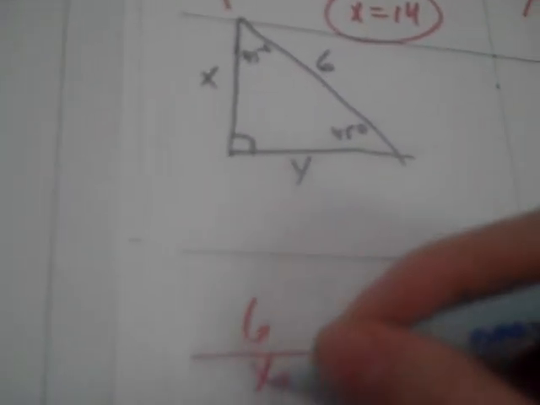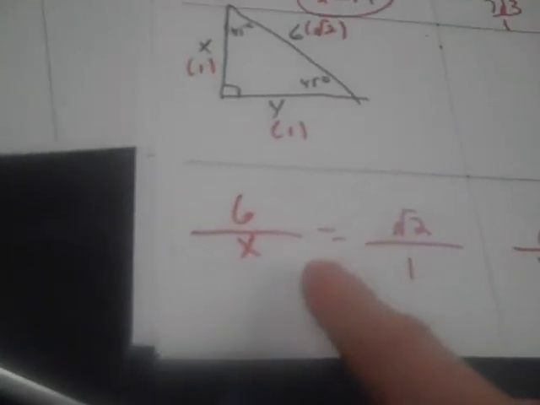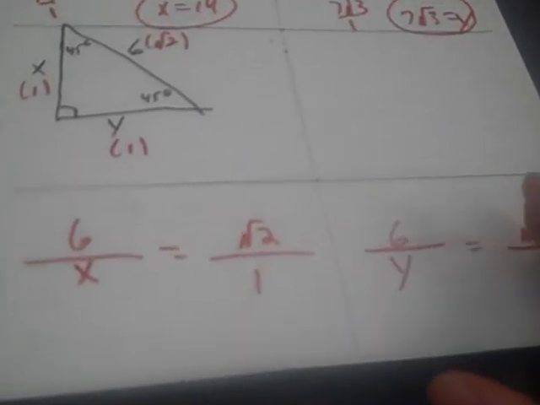Okay, 45, 45, 90. Same thing, same idea. So you're going to get 6 over x, 6 over y. So the hypotenuse on a 45, 45, 90, the hypotenuse is always proportional to the square root of 2, and then the other ones are proportional to 1. Okay, so 6 is with square root of 2, x is with 1, and then pretty much I have the same thing. So whatever I get for x, y is the same.